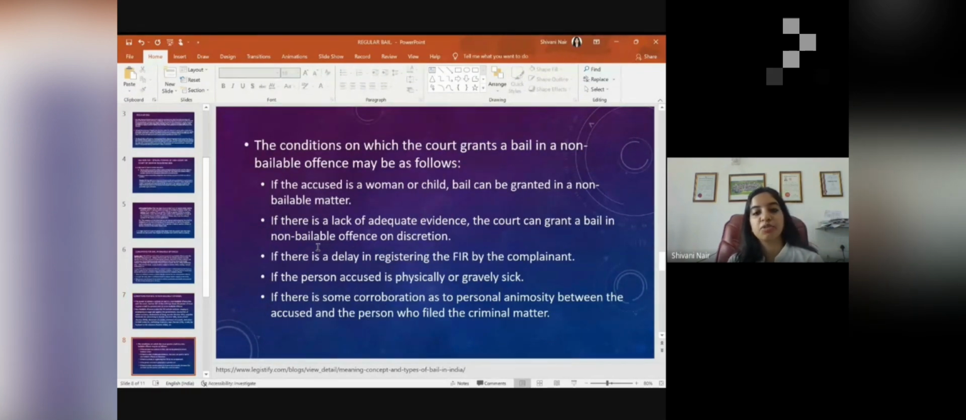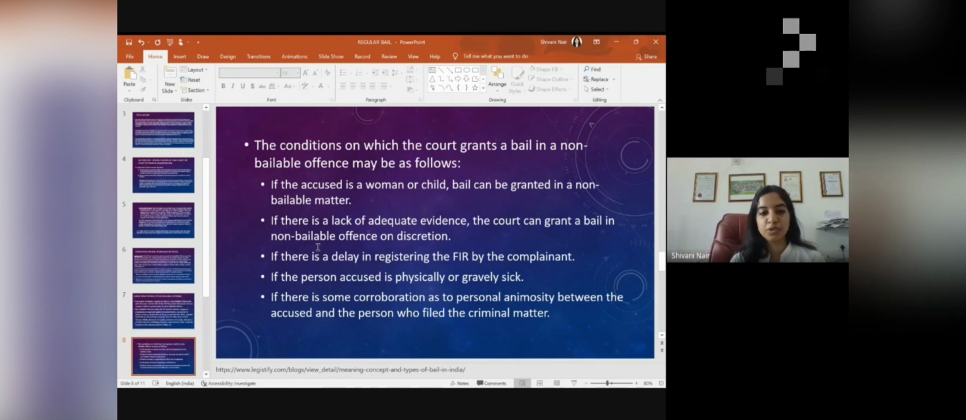Then, what are the conditions on which the court may grant bail in cases of non-bailable offenses? Now, in cases of non-bailable offenses, it is the discretion of the court to grant bail. In case of bailable offenses, it is the right of the accused to seek bail, and the court has to grant bail. Whereas in cases of non-bailable offenses, there are various factors which the court has to take into consideration, based upon which it is at the discretion of the court whether it may be granted.